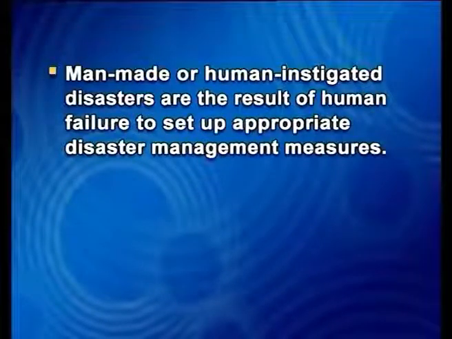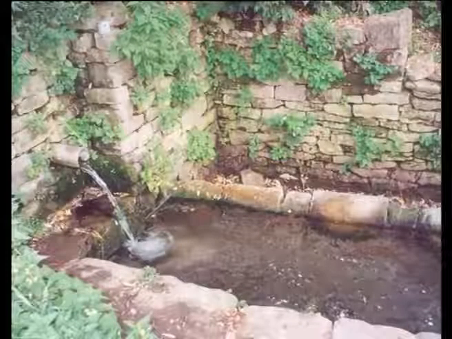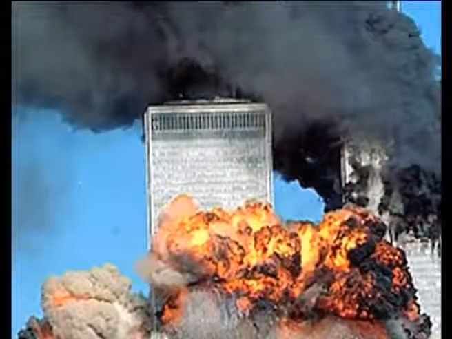Man-made or human-instigated disasters are the result of human failure to set up appropriate disaster management measures. Some examples of man-made disasters are fires, transport accidents, industrial accidents, and nuclear explosions or radiations. War, deliberate attacks, and terrorist attacks are also put in this category. Man-made disasters are examples of specific cases where a man-made hazard has become a real event.